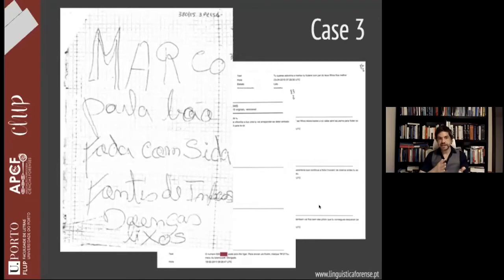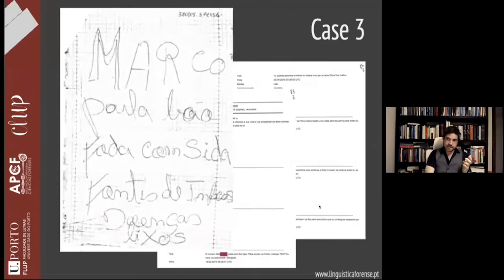The third case is a case of cyberstalking. Text messages were sent to a woman from 2 different mobile phone numbers. They were not registered, and those messages denounced the immoral practices of her husband. A handwritten message, which you can see in the screenshot, was also produced. The investigators had no suspects for this, so the aim was to help the investigators establish the sociolinguistic profiling of the author of the message.